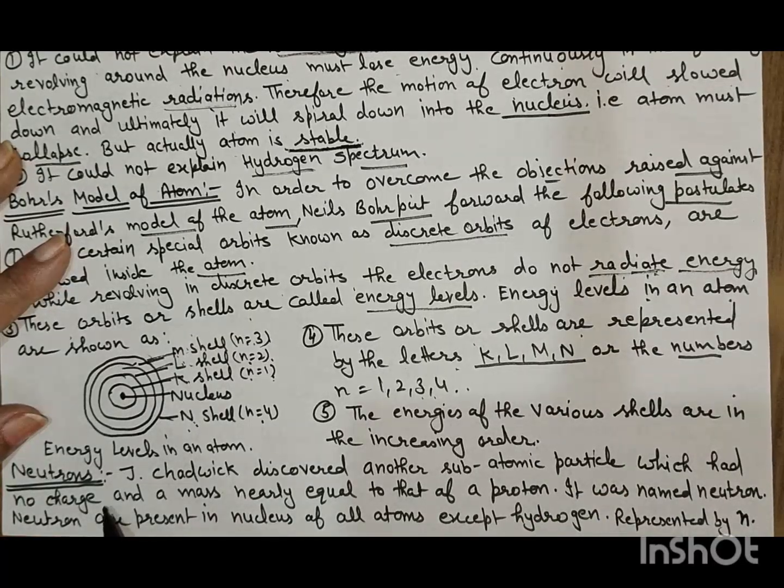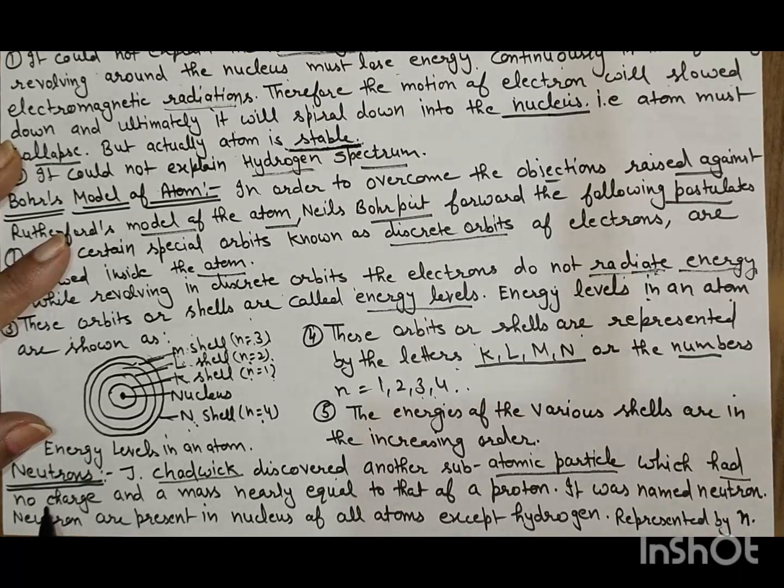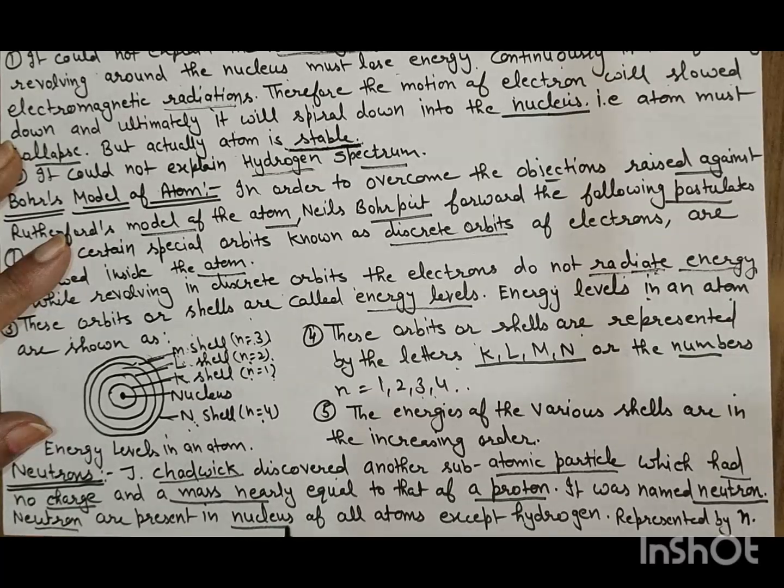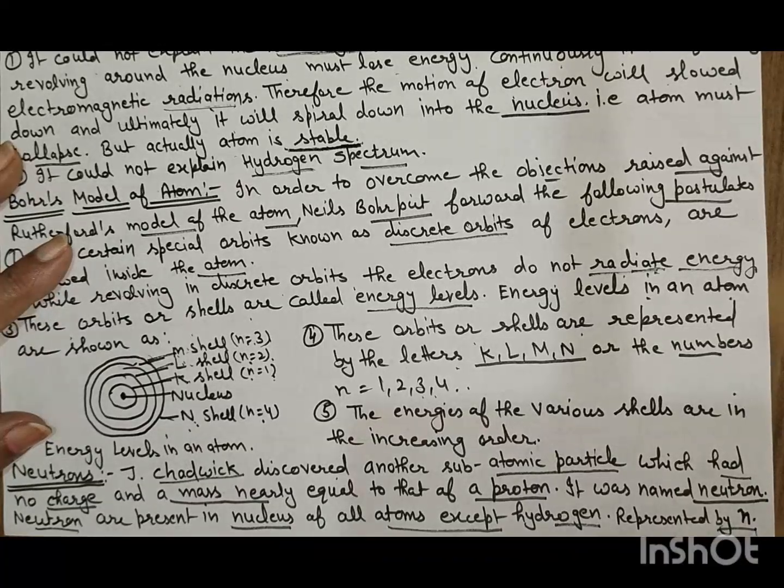Now the neutrons. J. Chadwick discovered another subatomic particle which had no charge and a mass nearly equal to that of the proton. It was named the neutron. Neutrons are present in the nucleus of all atoms except hydrogen and it is represented by the symbol n.